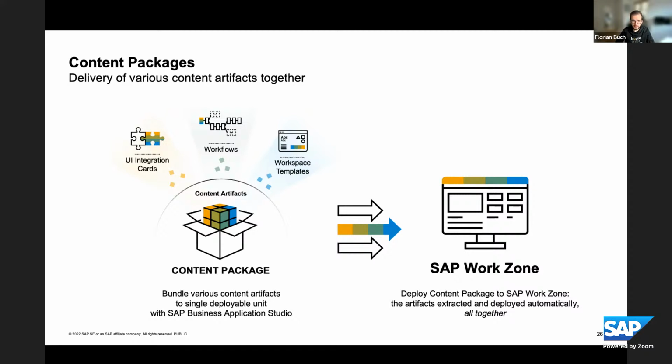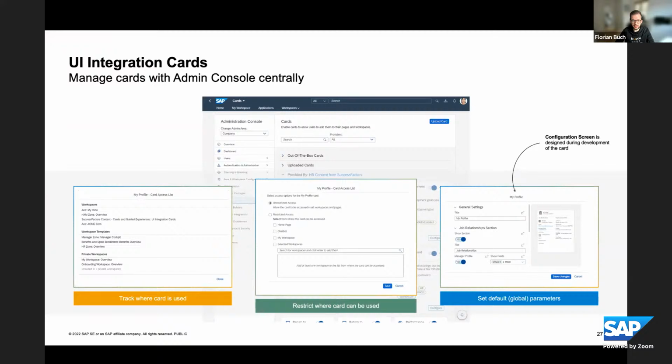And then basically in the Work Zone experience itself, you can take a number of different actions with the cards once they're in the system. Because you may want to say, well, who should be able to see a certain card? How can you configure it? So those are different options that you have once the card is made available in the system itself.